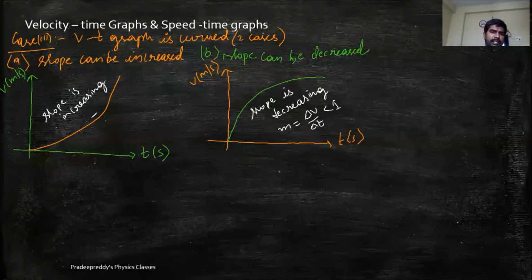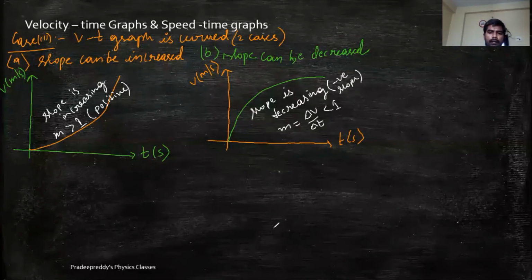Similarly, here slope is increasing. That means you will be getting a positive value. M is greater than 1, so it is positive. Here you will be getting negative. Slope is decreasing, it means that negative slope. So you'll be getting a negative value over here in the second case.